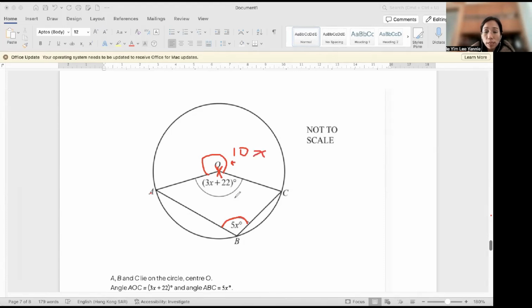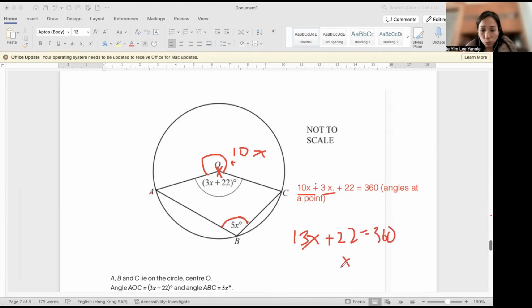I do the sum because this is the angles at a point. So it is 10x plus 3x plus 22 equals 360. In the examination, please put angles at a point, okay? So here, 10x plus 3x is 13x plus 22 equals 360. If you do the calculation, x equals 26.